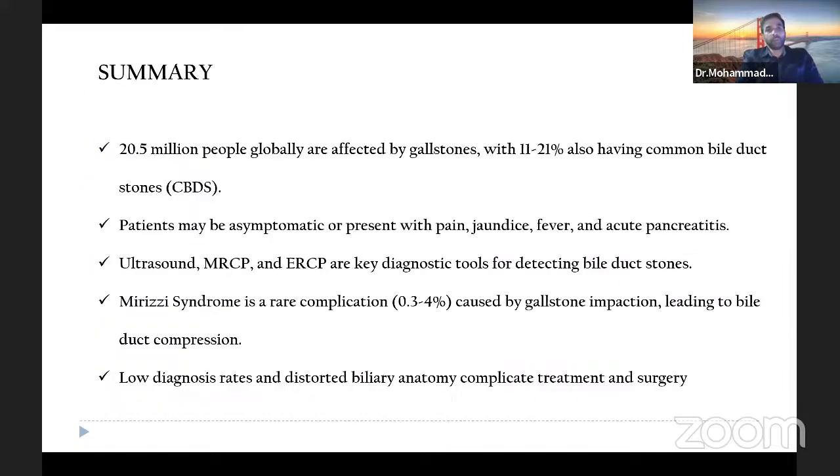So 20 million people globally are affected by gallstones, with 11 to 21% having common bile duct stones. Patients may be asymptomatic or present with pain, jaundice, fever, and acute pancreatitis. Ultrasound, MRCP, and ERCP are the key diagnostic tools for detecting bile duct stones. Mirizzi is a rare complication caused by gallstone impaction causing duct compression. Low diagnostic rates and distorted biliary anatomy complicate treatment and surgery.